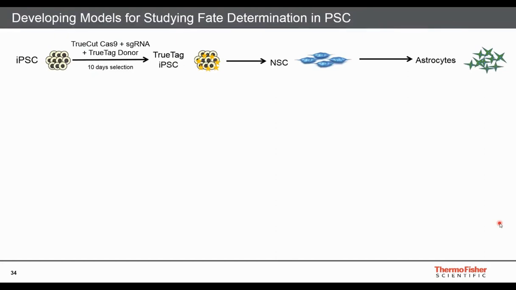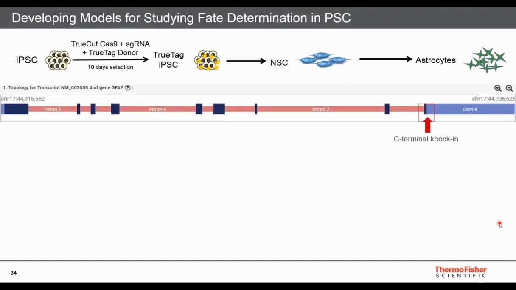Working with our stem cell colleagues who are looking to develop models for studying fate determination from pluripotent stem cells, we designed an experiment where we take iPSCs. We would edit them with our TrueCut Cas9, a single guide RNA, and TrueTag donors, and apply selection for 10 days. We then have a TrueTag PSC population, so pluripotent stem cells that have been edited to be TrueTag knocked in. We would differentiate these into neural stem cells and then ultimately terminally differentiate these into astrocytes.